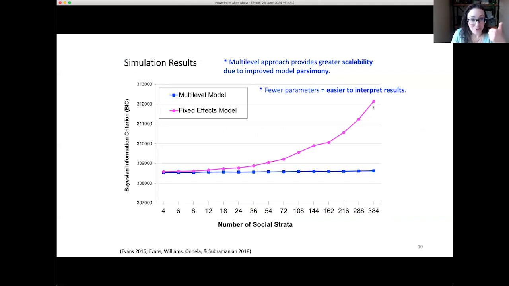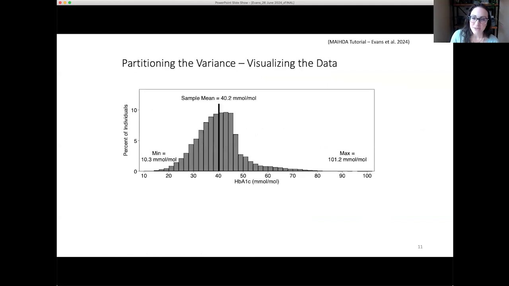So also, human level, fewer parameters means it's easier to understand your results, which is a good thing. So here I'm just going to say, take my data. This is coming to you from a new tutorial I just have out this year, a MAIHDA tutorial, and it has code in it. So feel free to download it and play around with it in R or Stata.